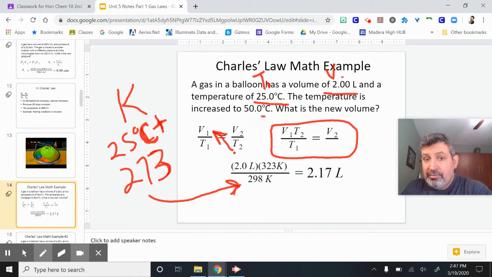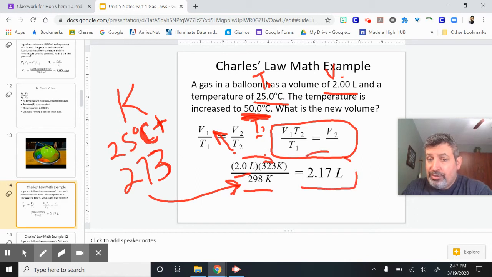And the 50 plus 273 gives me T2, and T2 goes in the top there. So that's the 323 coming from 273 plus this 50. The 298 we already calculated goes down there, and the 2 liters there. Do the math, multiply the top, divide by the bottom, you get 2.17 liters.